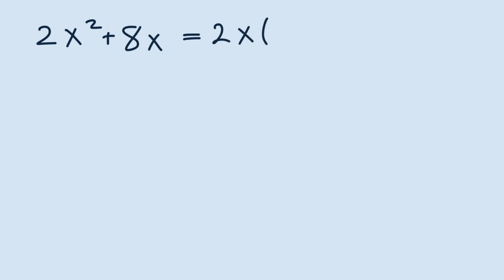Now, whatever is left here in this term, 2x squared divided by 2x is simply x, plus 8x divided by 2x is simply 4. So the answer is 2x times (x plus 4).